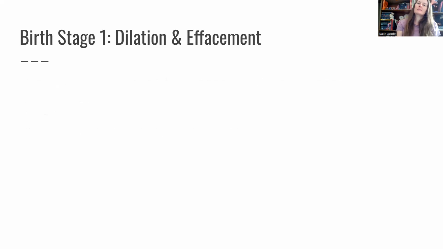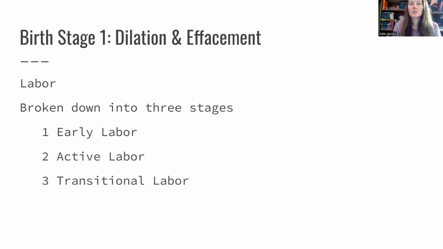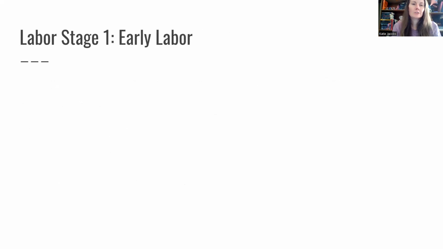All right, so birth stage 1 is dilation and effacement. This gets broken down into 3 stages itself. So this is also known as labor. Our 3 stages of labor, our first one's going to be early labor. Our second one's going to be called active labor. And our third stage of labor is going to be called transitional labor. So let's go over some more details on labor's stages.